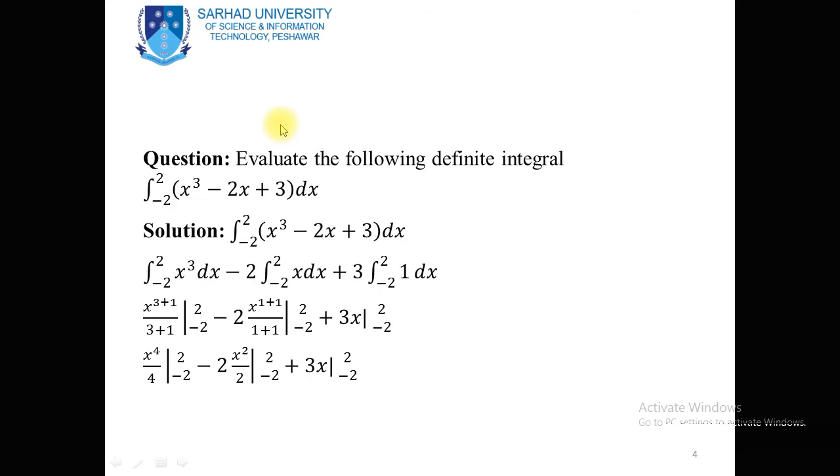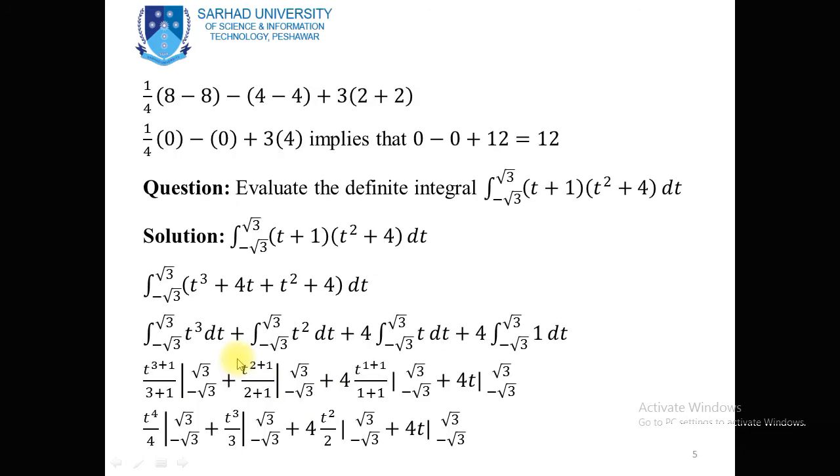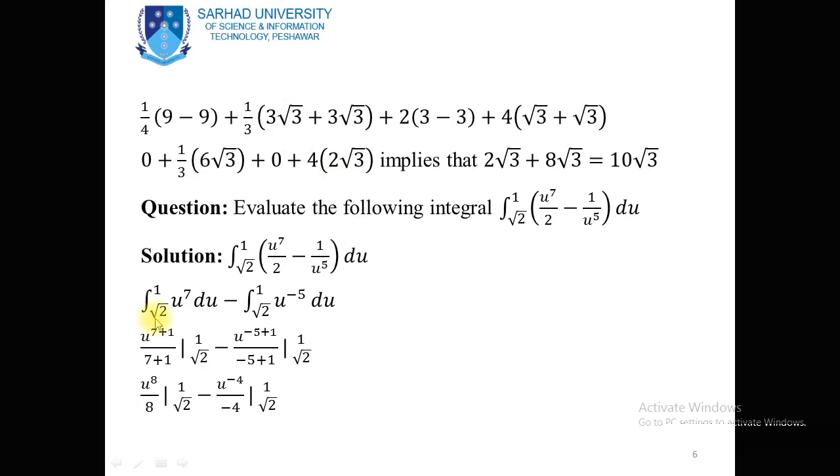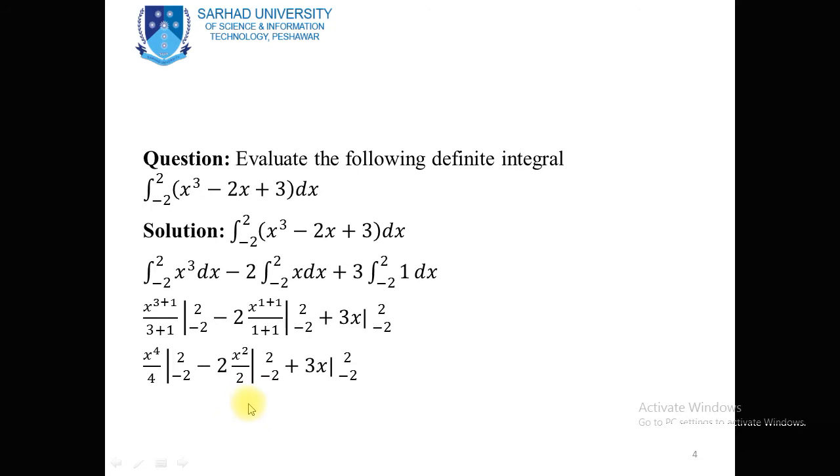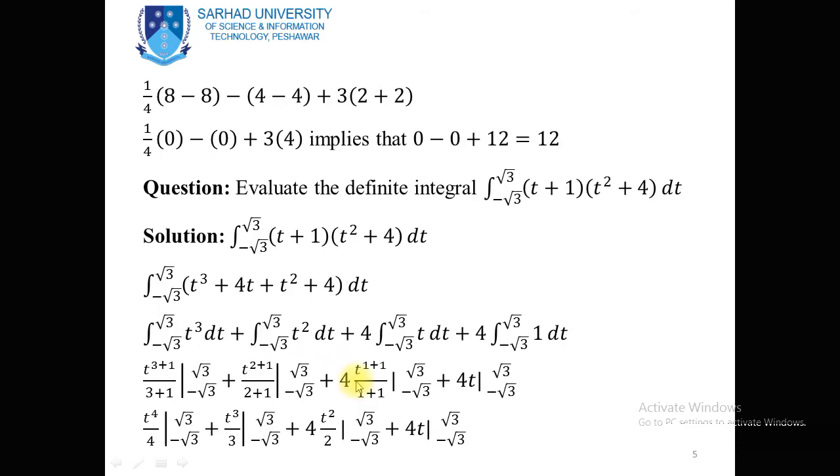And in the second term, putting x is equal to 2, so 2 power 2 is equal to 4, and putting x is equal to minus 2, minus 2 power 2 again 4, so we obtain 4 minus 4. And in this result, like you see over here, 2 and 2 cancel, and in the last term putting x is equal to 2 and putting x is equal to minus 2, so upper limit minus lower limit, we obtain 2 plus 2. Now this term is equal to 0, this term also equal to 0, and 2 plus 2 is equal to 4, and 4 times 3 is 12.